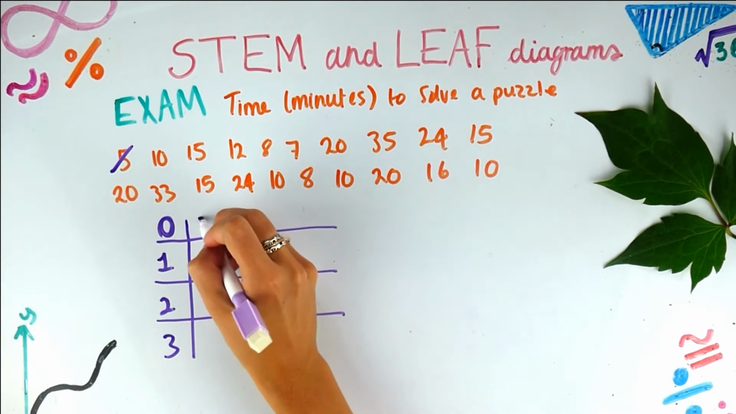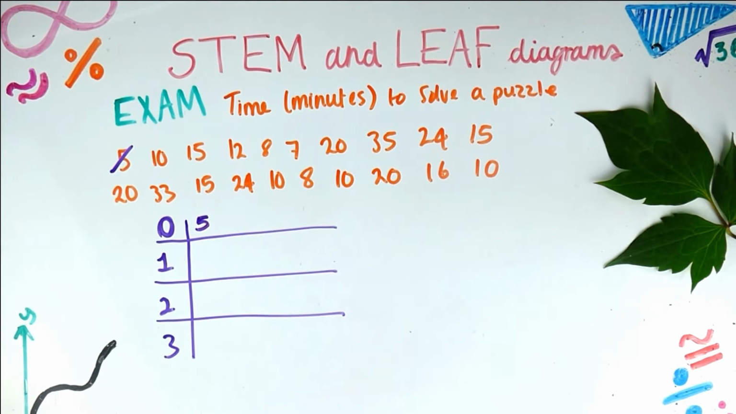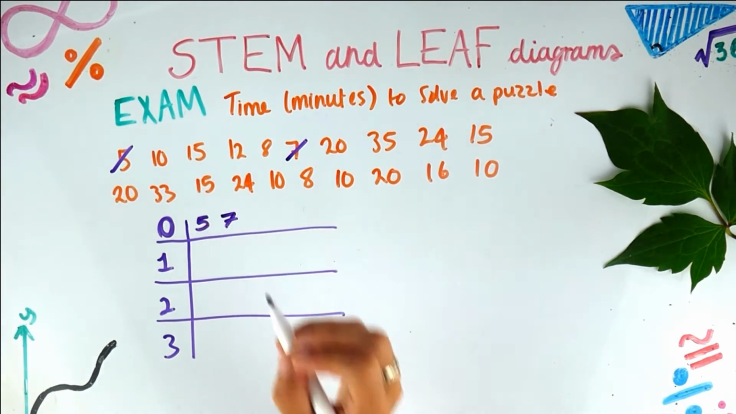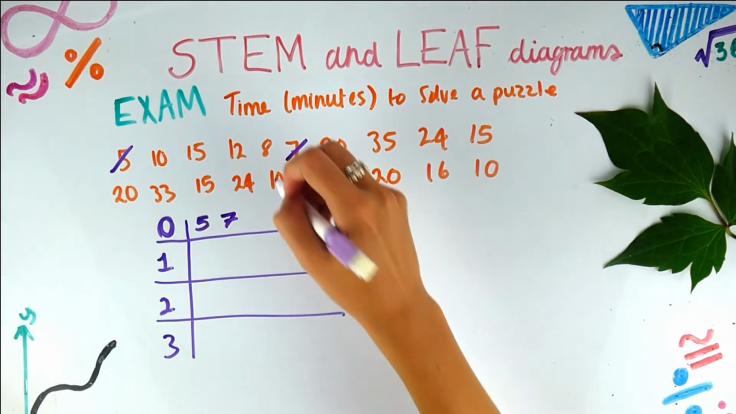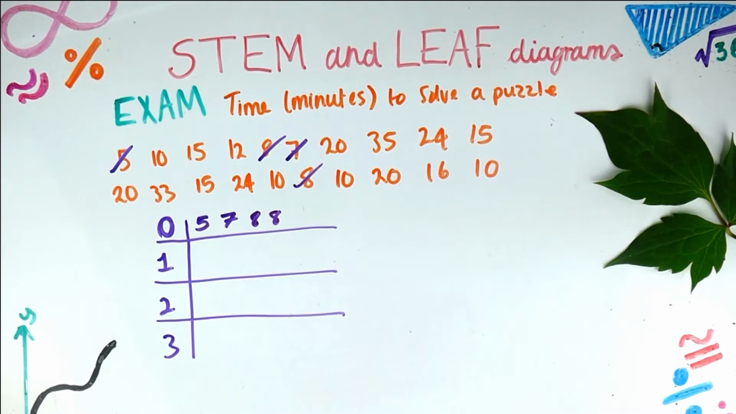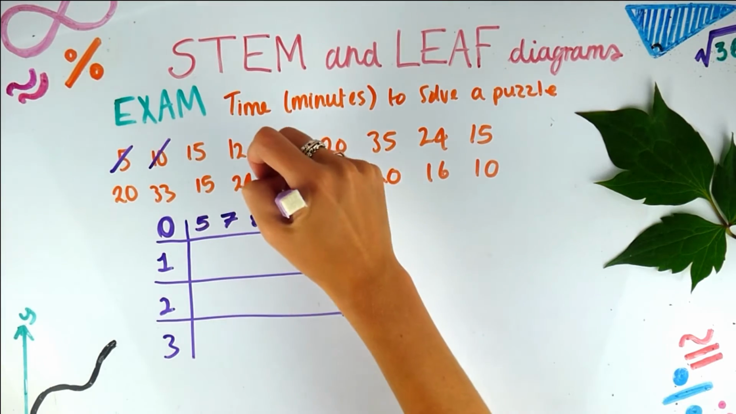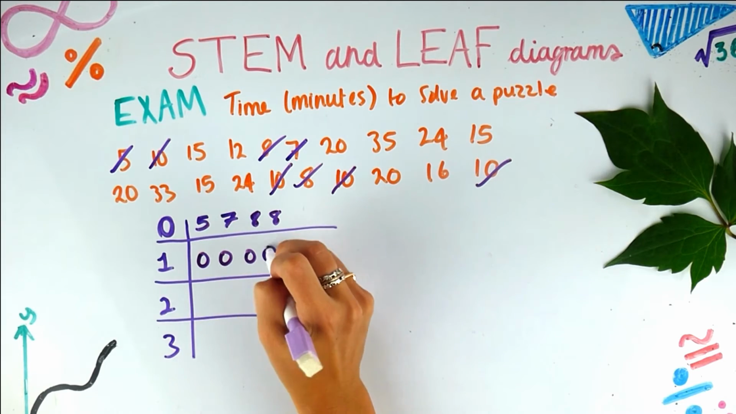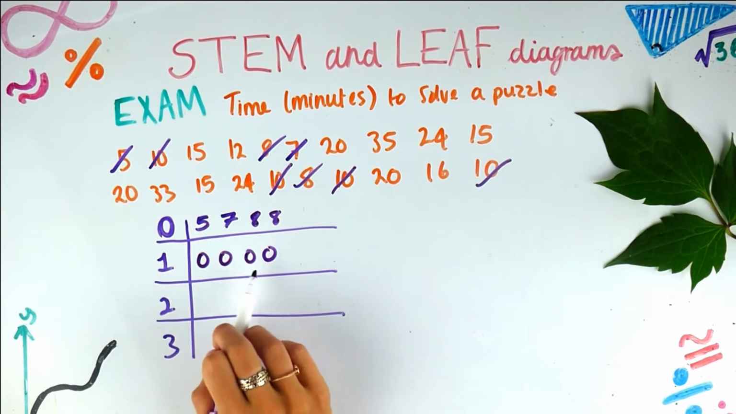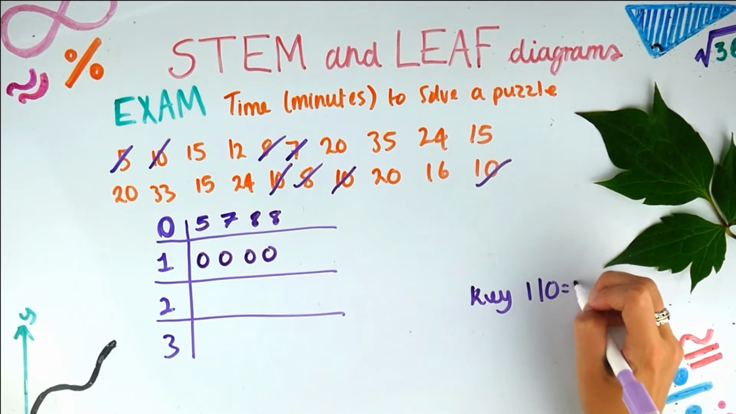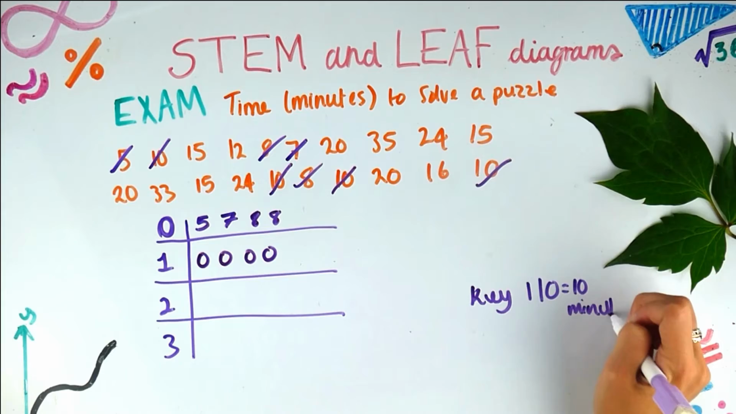So if we cross 5 off and put 0, 5, so just 5. Then we have, what is it next, 7? 7 goes in this column. Then we have 8, but there are two of them: 1, 2, 8, 8. Do we have any others? No, not below 10, but we seem to have 10. So we have 1, 2, 3, 4 10s. So that is 10, 10, 10, 10. If we draw a key again, 1, 0 equals 10 minutes to solve the puzzle.